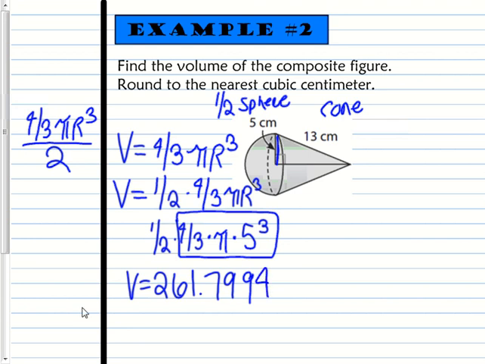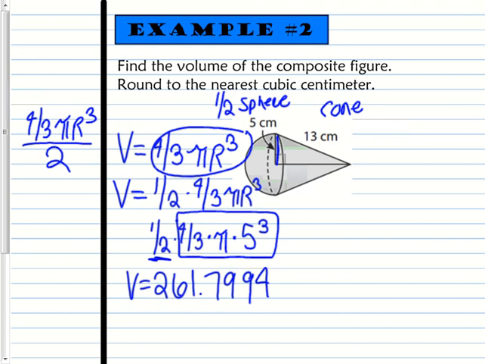So as you can see, I'm writing out the digits, but at the end, I'm going to round to the nearest cubic centimeter. So that's the volume of half the sphere. So again, it's the sphere formula, and then after I found the volume of the sphere, I cut it in half because I was finding half the sphere.